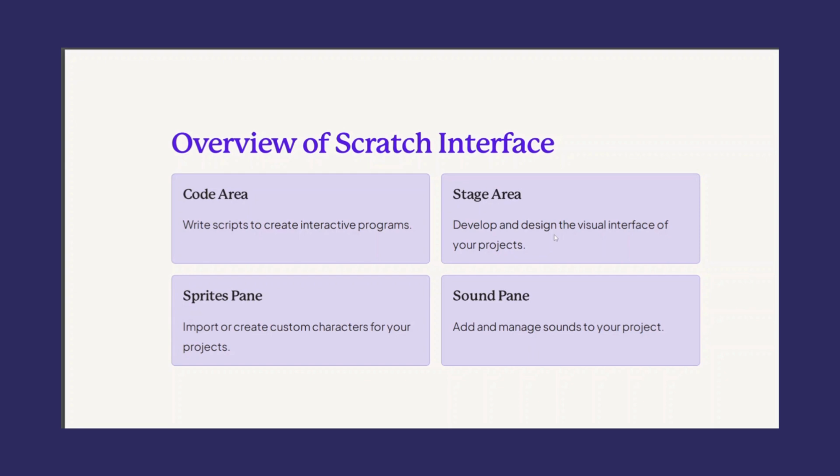There are four parts of the Scratch interface. First one is the code area. You write the scripts and create interactive programs in the code area. In the stage area, we develop and design the visual interface of the project. The sprites pane is where we import or create custom characters for the project. The sound pane adds and manages sounds in the project.